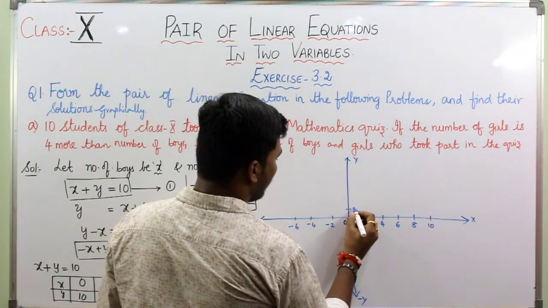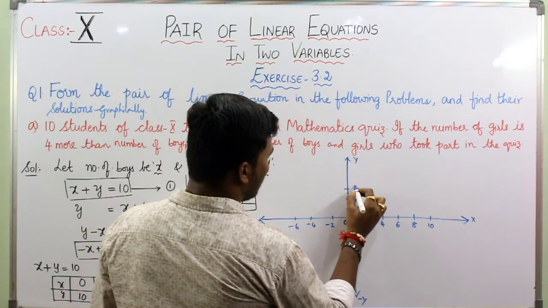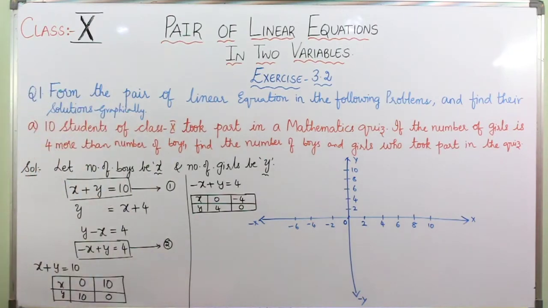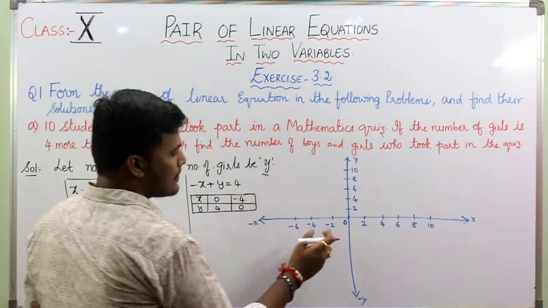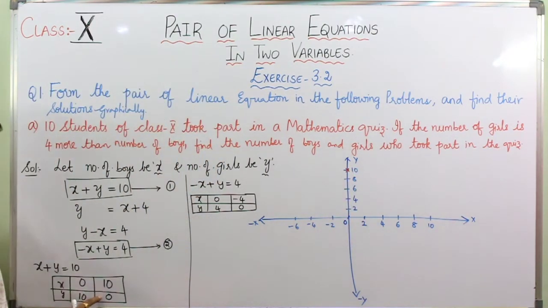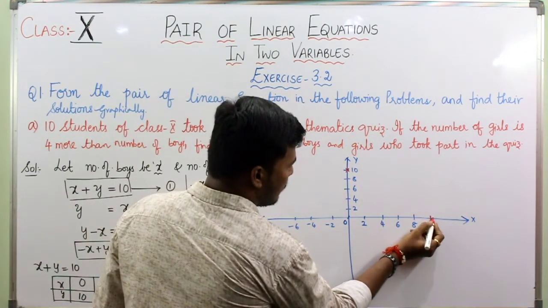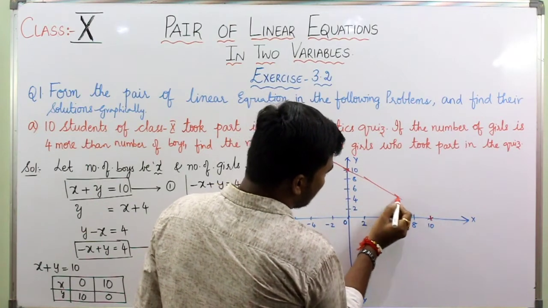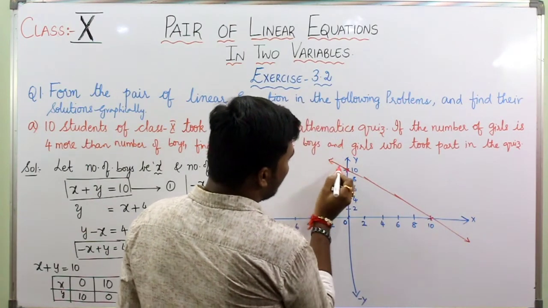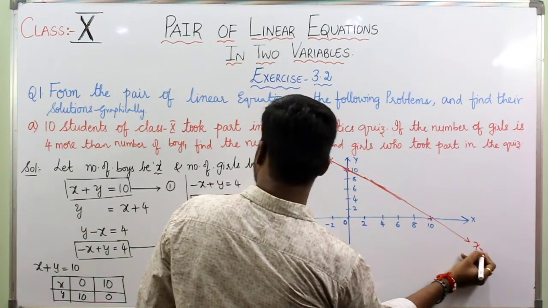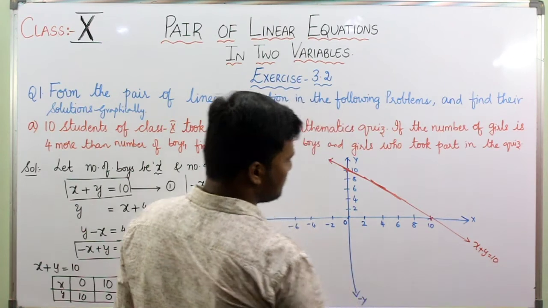I can take 2 units: 2, 4, 6, 8, 10. The first point is x is 0, y is 10. The second one is x is 10, y is 0. This is the first line, so let us draw a line. Please use a scale to draw this line. This is the first equation, that is x plus y is equal to 10, right?